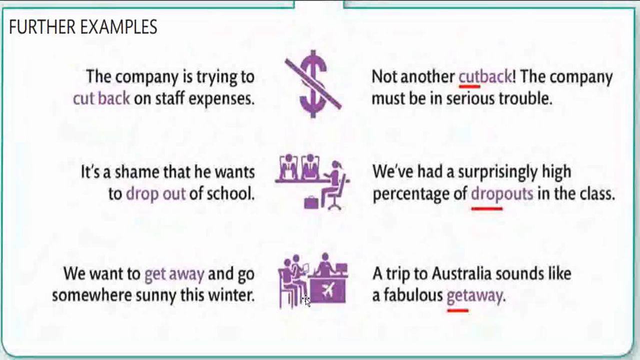Further examples: the company is trying to cut back on staff expenses. It's a shame that he wants to drop out of school. We want to get away to go somewhere sunny this winter. Now let us see the comparison, how these words are changed. The company is trying to cut back means reduce expenses. Now another, cutback: the company must be in serious trouble. You can see how it is changed to a noun. Dropout and dropouts: we had a surprisingly high percentage of dropouts in the class. Here it's used as a noun.